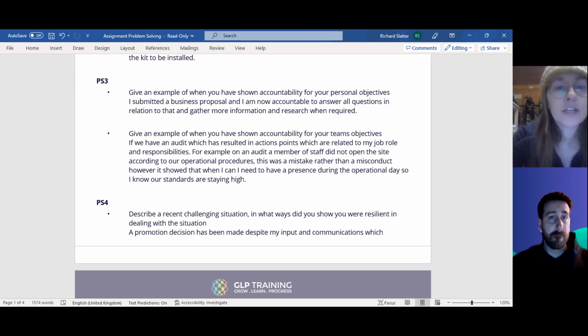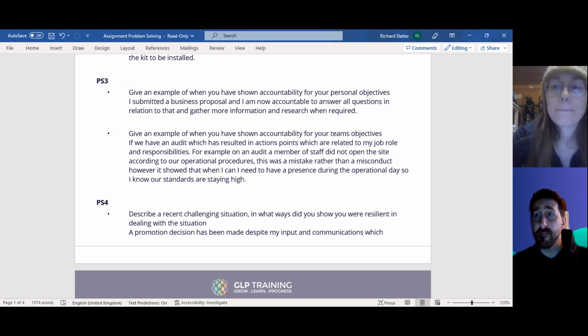If we have an audit which has resulted in action points related to my job role and responsibilities, for example, on an audit, a member of staff did not open the site according to our operational procedures. This was a mistake rather than a misconduct. However, it showed that I need to have a presence during the operational day, so I know our standards are staying high. That's it, and absolutely.